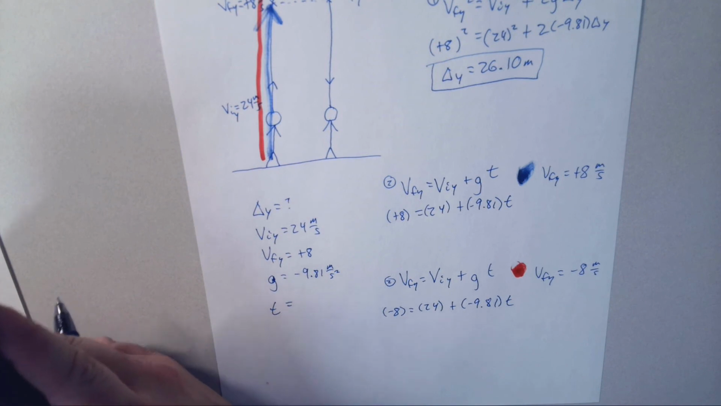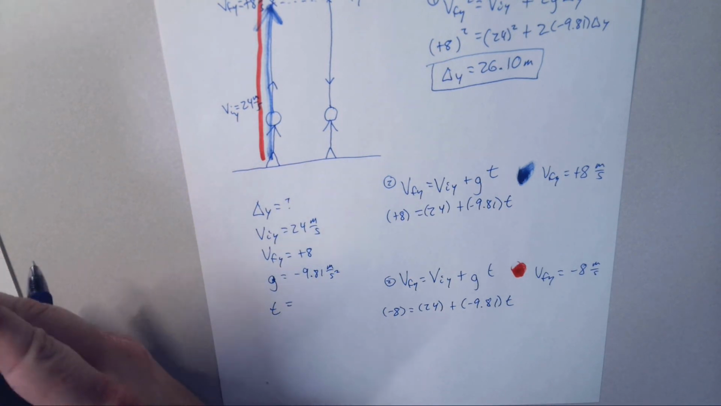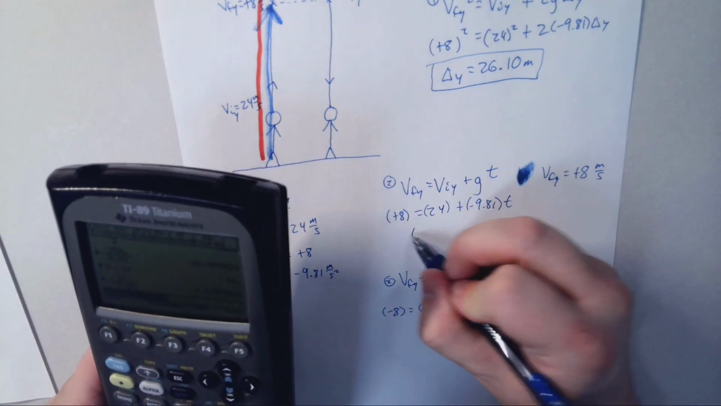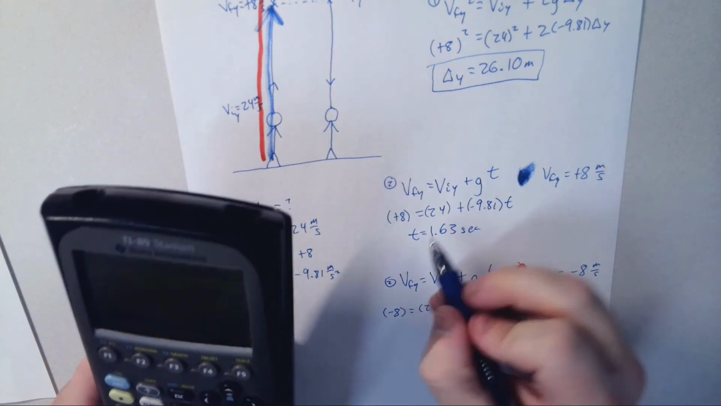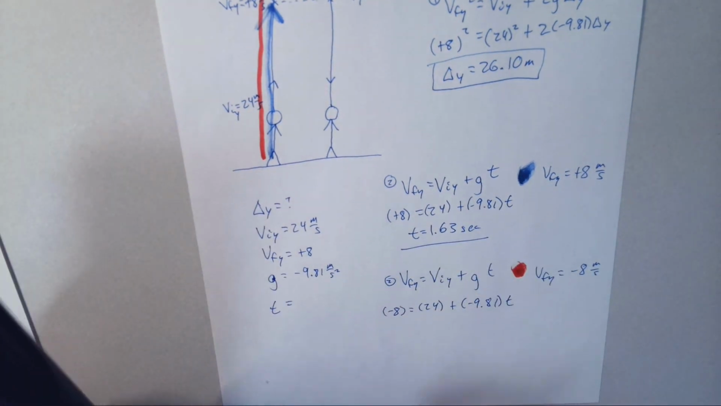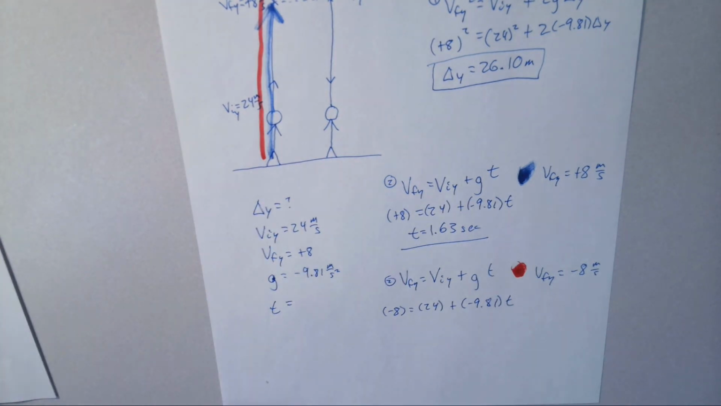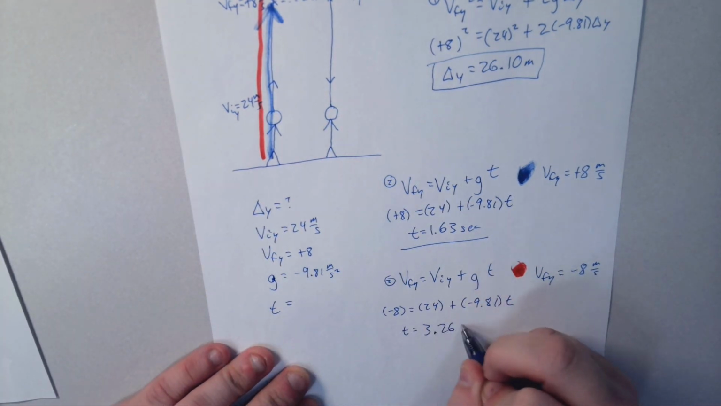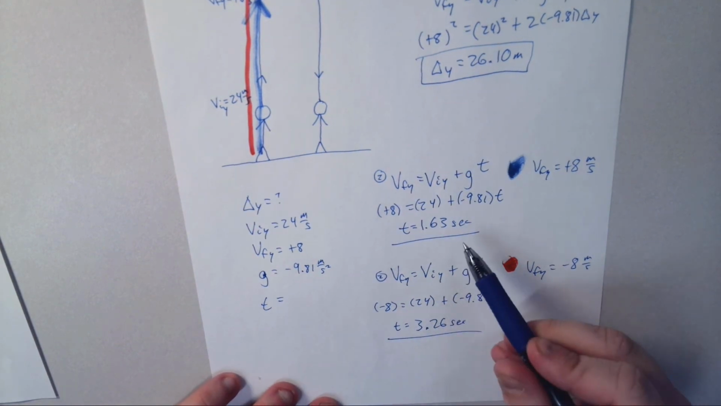Now when you solve for this, we get interesting numbers where you might think there's some kind of solution that's always going to be the same. So take 8 minus 24 divided by -9.81. I get a time of approximately 1.63 seconds. And when I find the other time, I take -8 minus 24 divided by -9.81. I get 3.26. And if you look at this, this number is exactly double this one here.